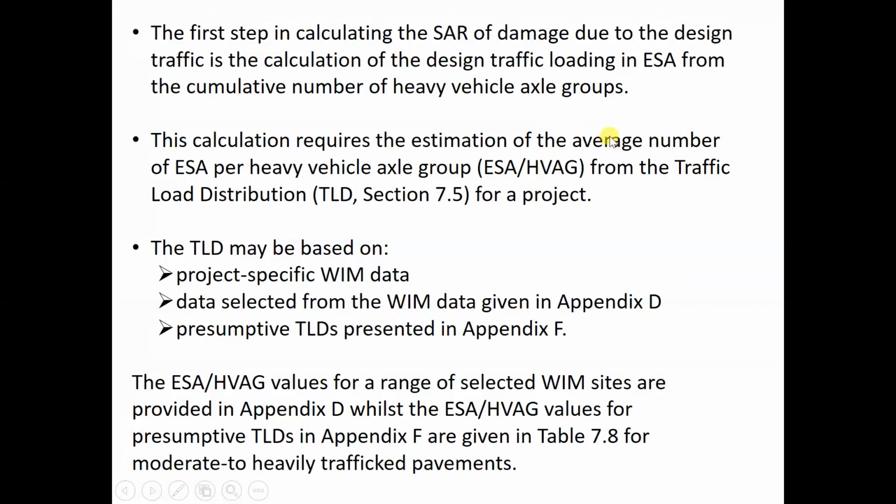The first step in calculating the SAR of damage due to design traffic is the calculation of design traffic loading in ESA from the cumulative number of heavy vehicle axle groups. This one we mentioned earlier: from the heavy vehicle axle group, you can convert to ESA. So that is the first step. This calculation requires the estimation of the average number of ESA per heavy vehicle axle group from the traffic load distribution. This one, ESA over HVAG.